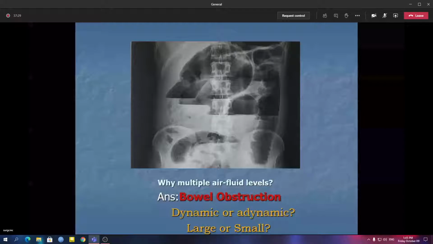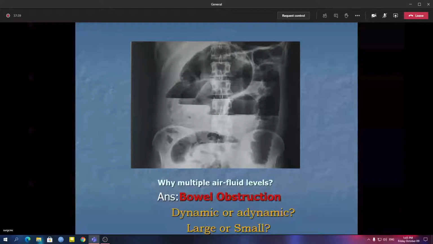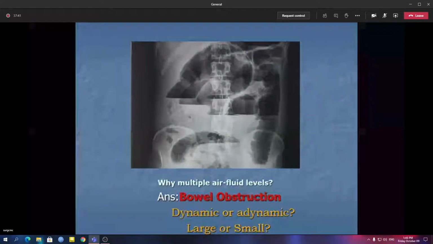So, can you say from an X-ray if it's dynamic or adynamic? No, sir, I cannot say. From an X-ray, no. So, dynamic or adynamic, you cannot say. But large and small, I believe one can. Let's try.